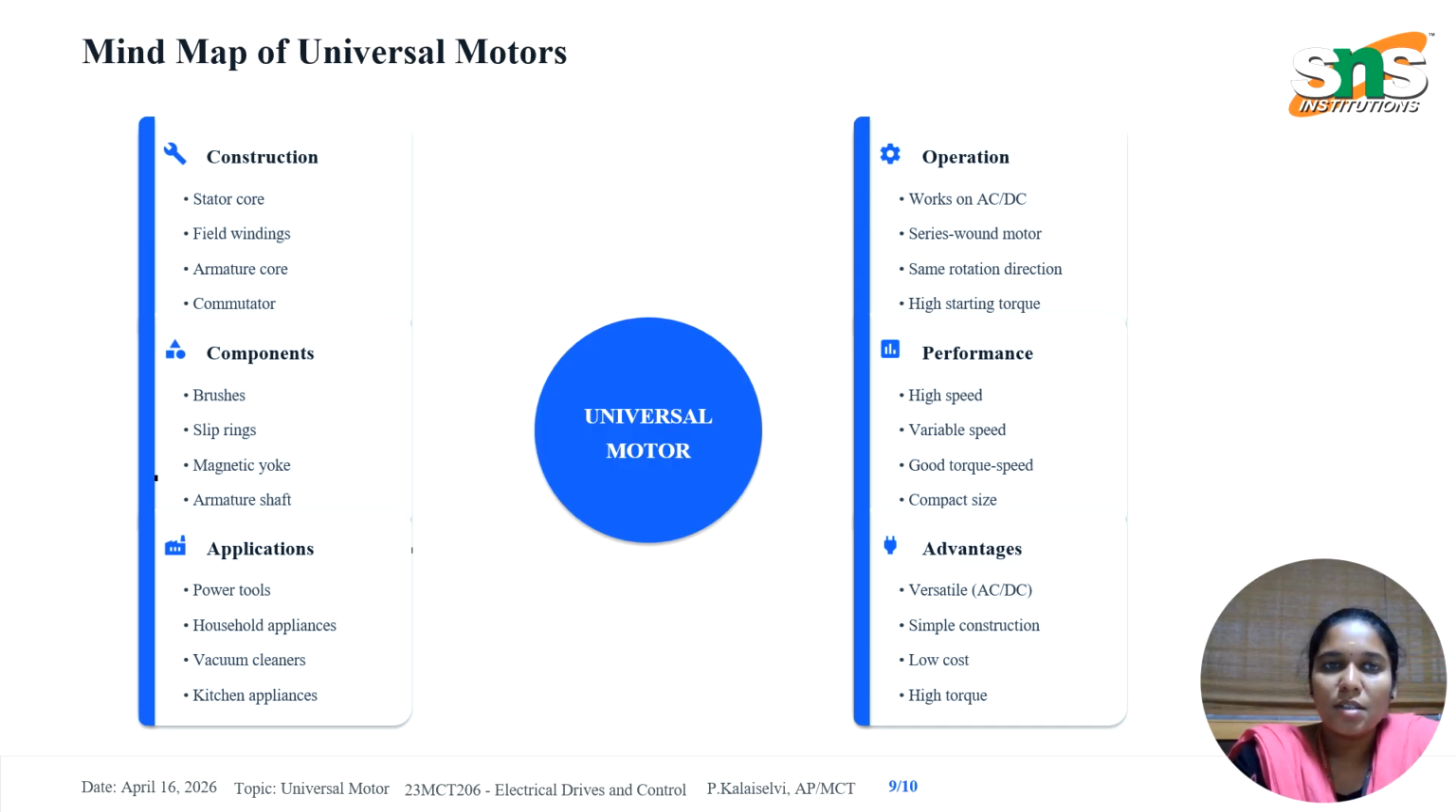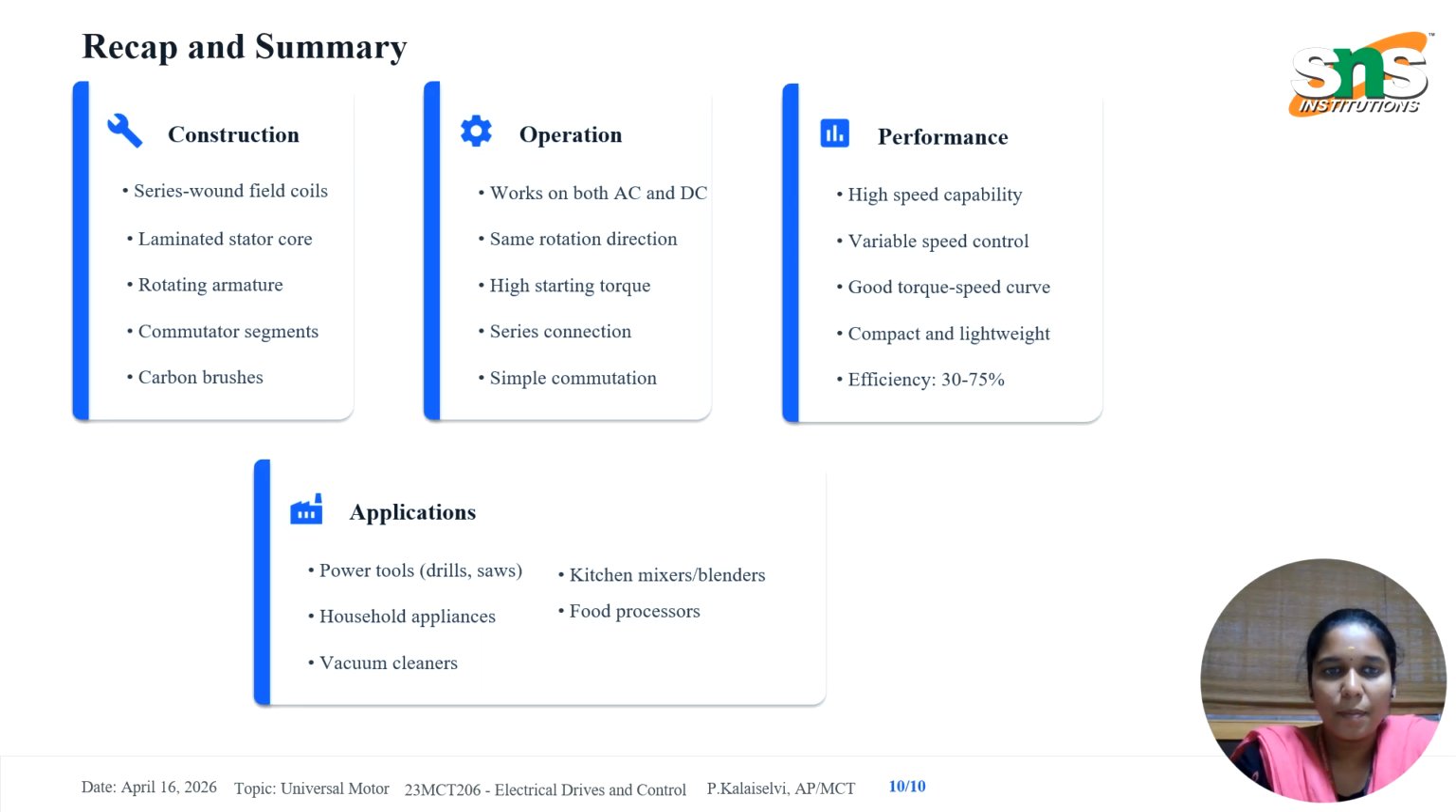Universal motors are widely used in electrical drills, mixers and grinders, vacuum cleaners, hair dryers and sewing machines. These applications require compact size, high speed and portability. The advantages include operation on both AC and DC, high starting torque, simple and compact design, low cost and high speed compatibility. These are the main advantages of this universal motor.